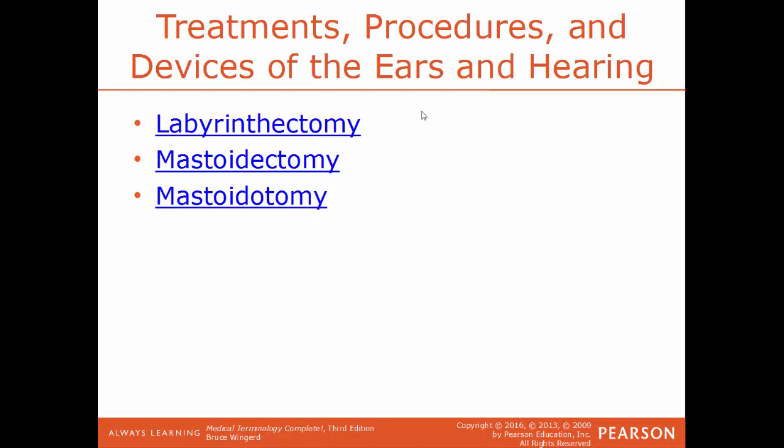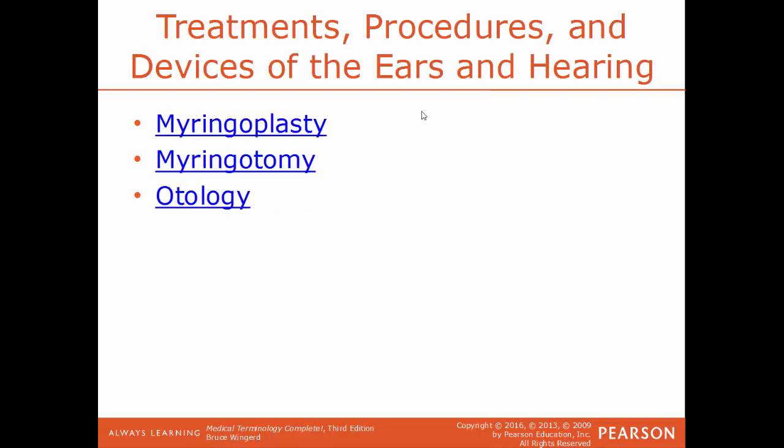Labyrinthectomy, the surgical removal of a labyrinth within the ear. Mastoidectomy, this is the surgical removal of diseased cells from the mastoid. And to do so, you need to cut into the mastoid. That process would be a mastotomy. Maringoplasty, the surgical repair of a perforated eardrum. In order to surgically repair the eardrum, you need to be able to cut into that. So that'd be a maringotomy, cutting into the eardrum itself. And the last term here, otology, is the study of the anatomy and diseases of the ear.